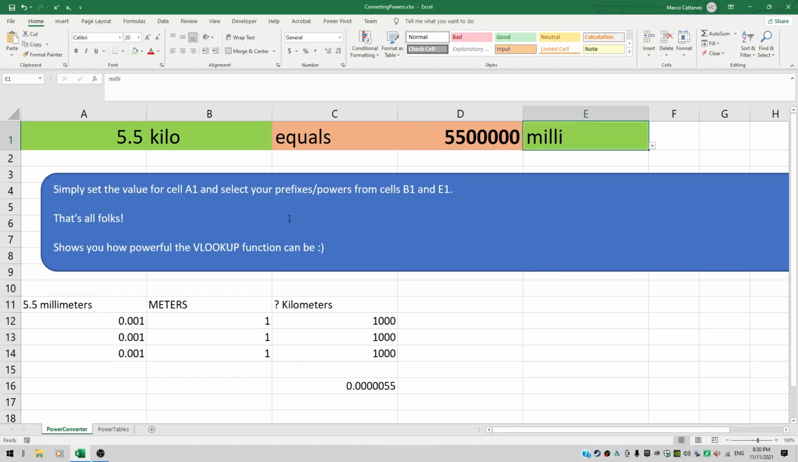Pretty cool. Hope this is useful to some of the people that need to convert numbers. Maybe it's part of a science subject or something they do at uni. You name it.